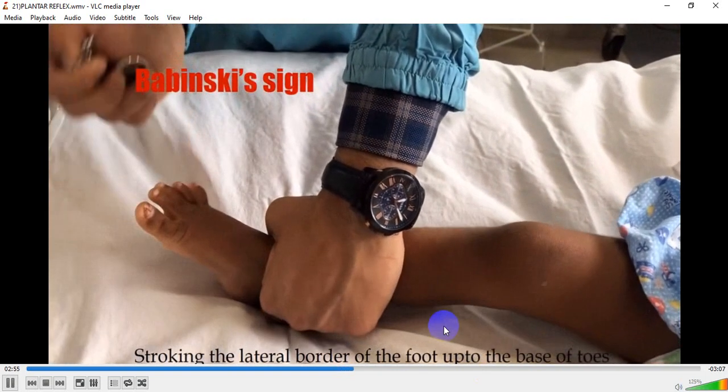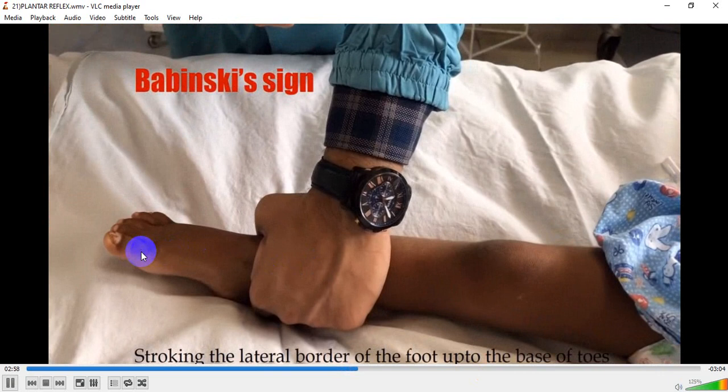Actually, the lesion in that patient was so severe that even the slightest stroke on the lateral border produced the extensor plantar response. You can see the extension of the great toe, and simultaneously there is also withdrawal. Sometimes you have to hold the ankle to reduce that withdrawal. You don't need to complete it up to the base of the toes.